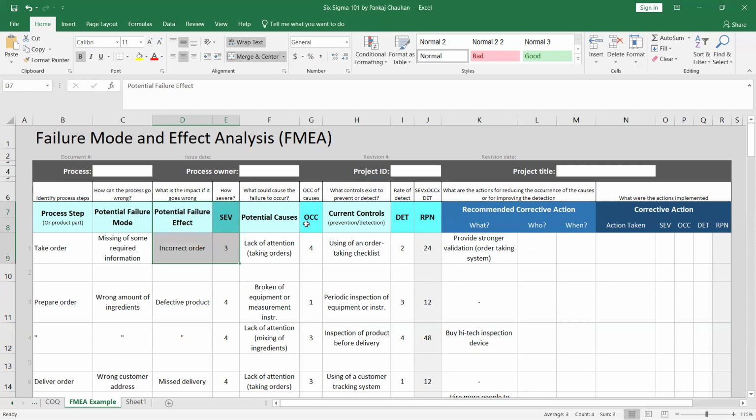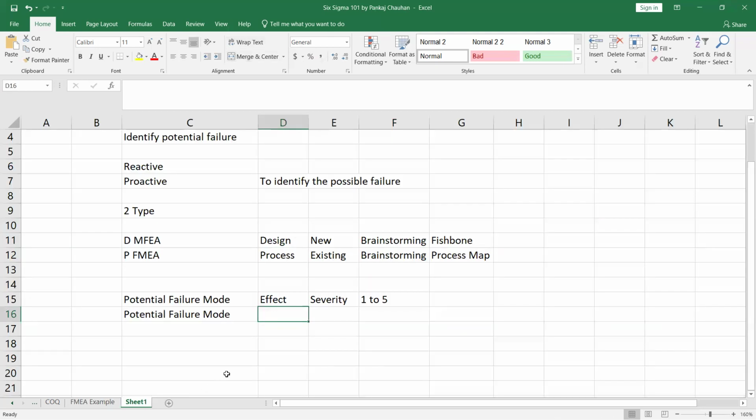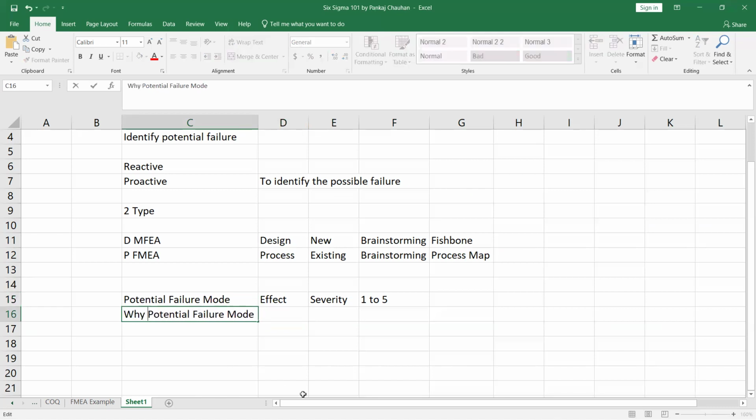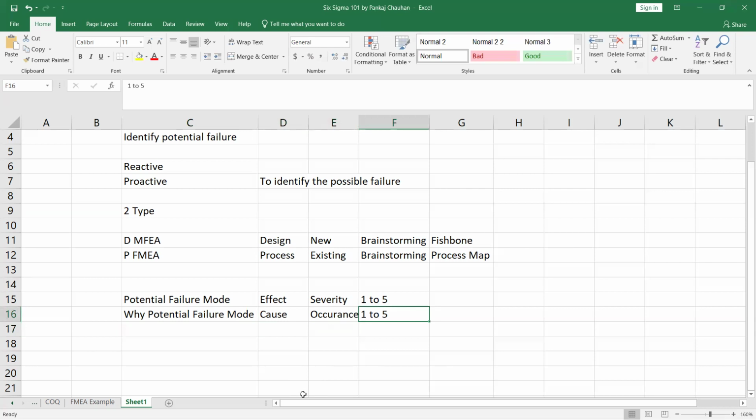Now we will identify the occurrence. We will try to find out why there is a potential failure mode. For that, we have the root cause or the cause of the failure, and for that, we have the occurrence rating. Again it goes low to high: the lower the occurrence, the lower the rating, and the higher the occurrence, the higher the rating.